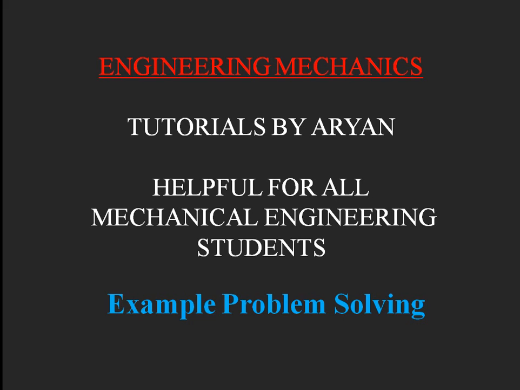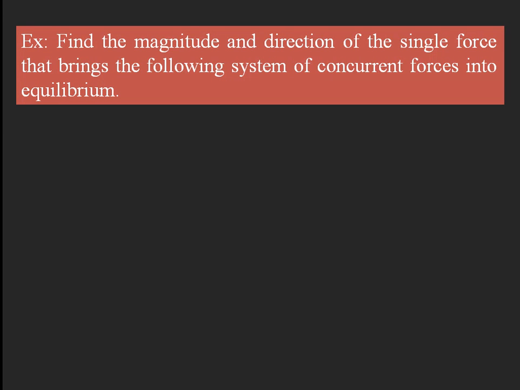So now I want to discuss one example problem to find the resultant of a system of forces. Here the problem is: find the magnitude and direction of the single force that brings the following system of concurrent forces into equilibrium. Equilibrium means there will be one force which will replace the resultant of all the forces.